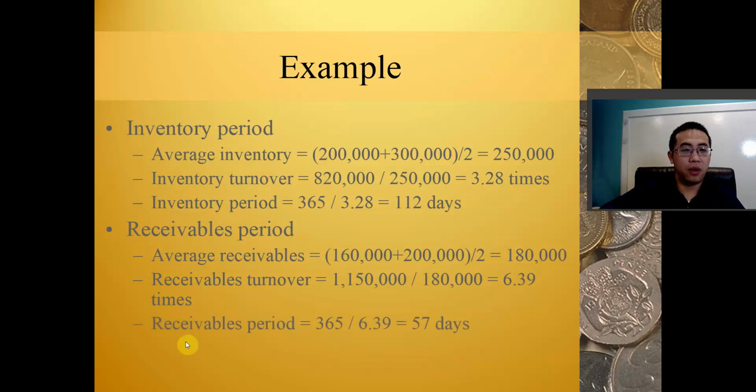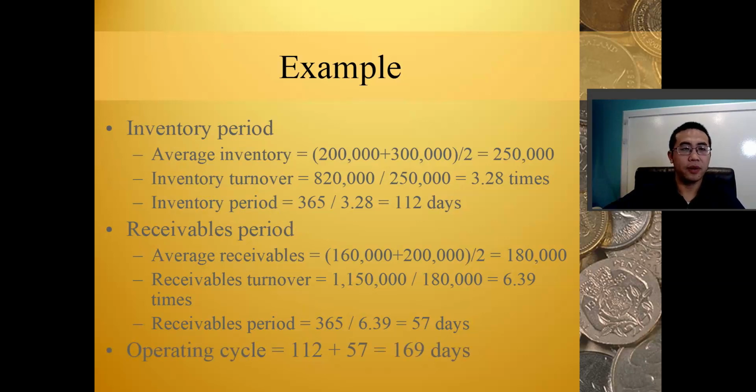Okay, and the receivables period here is 365 divided by the turnover ratio. So it takes on average 57 days to collect your bill, from the time the bill got generated until the time you collect the money and write off the bill. It takes 57 days. From the inventory period to the receivable period, when you add them up, you get the operating cycle. So that's 169 days.